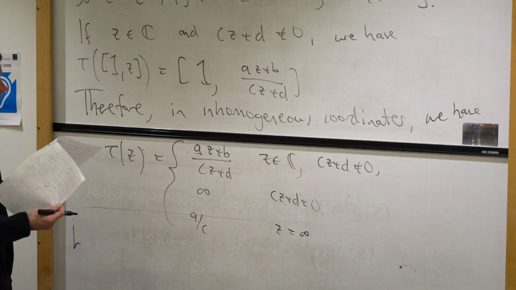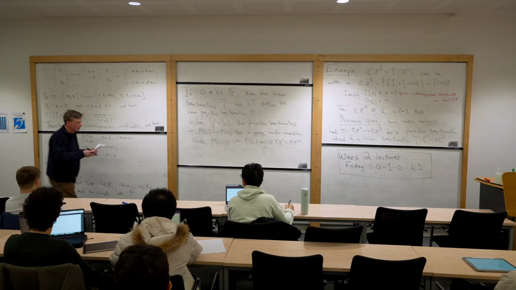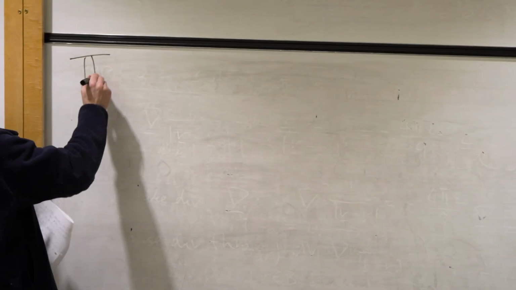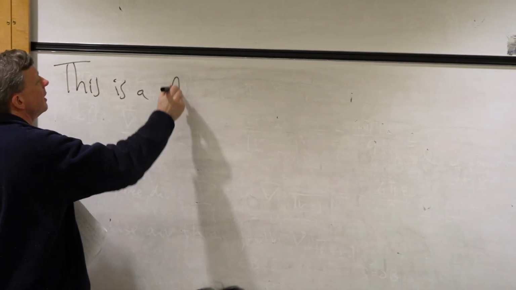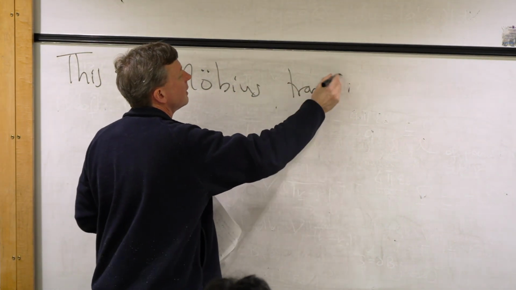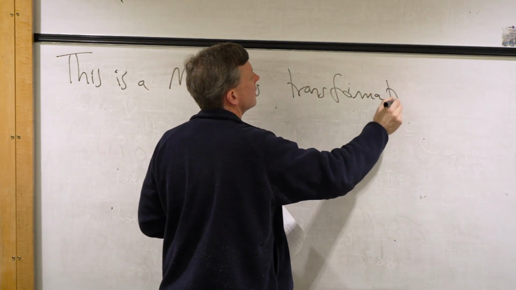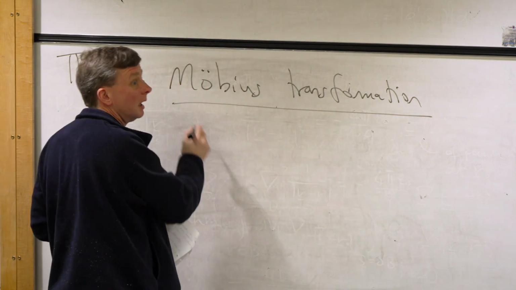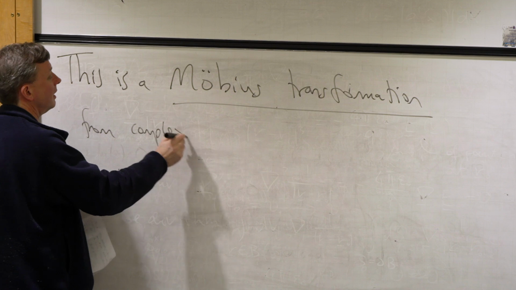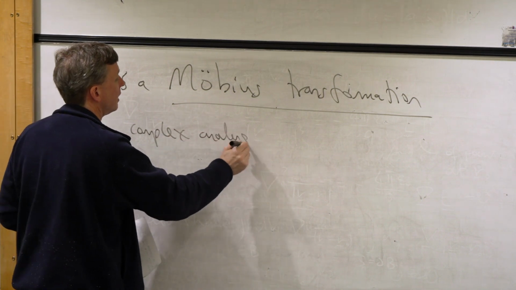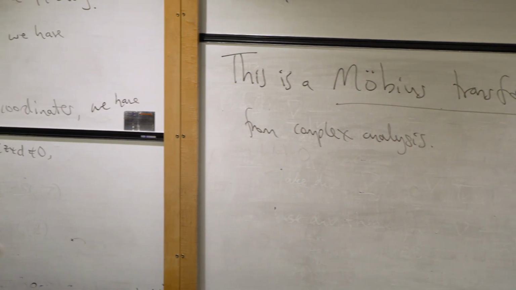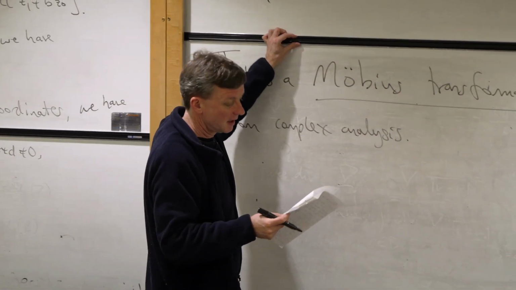So this is a Mobius transformation from complex analysis. So Mobius transformations are the holomorphic isomorphisms from the Riemann sphere to itself.